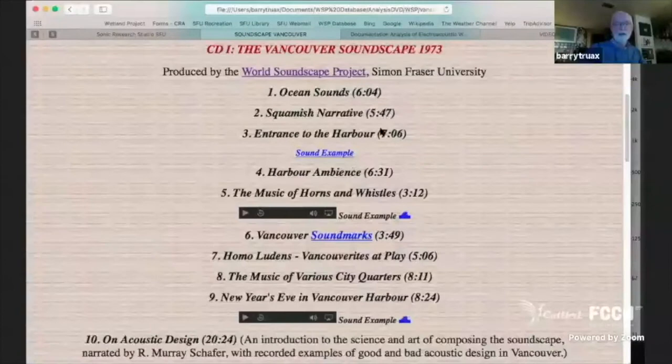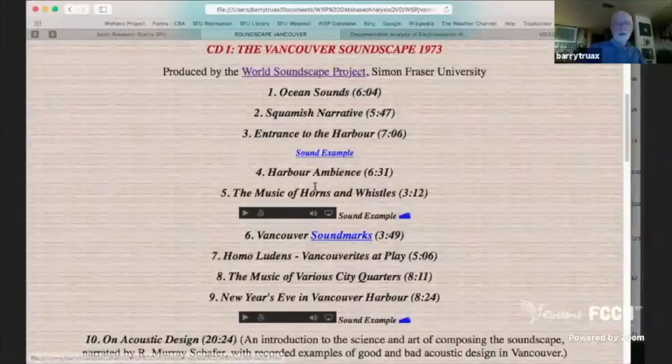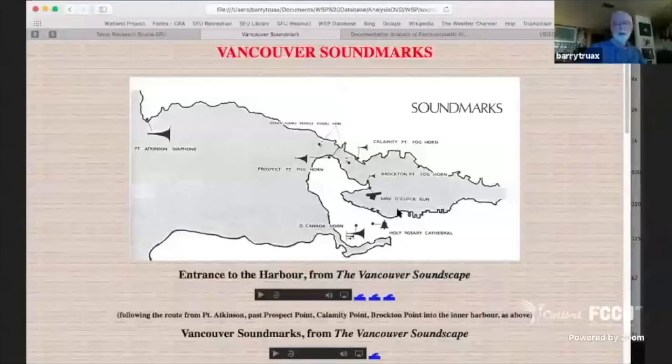And I'm not going to play these examples, but some of them may be familiar to you as very documentary. The only one that started to become more compositional was the harbor ambience and the entrance to the harbor, and in particular the soundmarks that are one of the main ideas, unique sounds in the environment, whether they're official or perhaps more personally chosen.